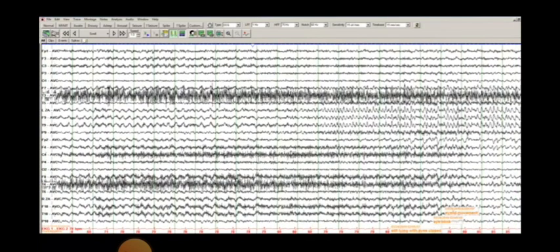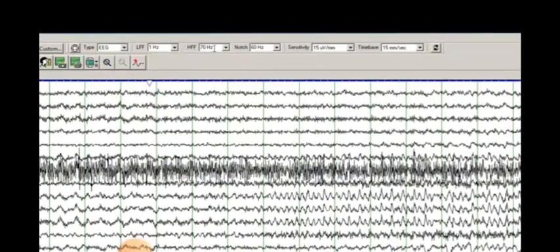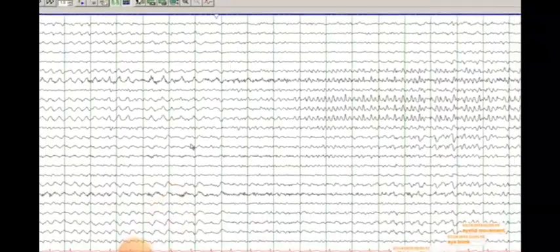And here you're seeing a lot of muscle artifact. And how do you get rid of the muscle artifact? What I would suggest you try is go and change the high frequency filter to 15 hertz. What it does is it gets rid of a lot of fast frequencies, and you can see the evolution of the seizure more clearly.